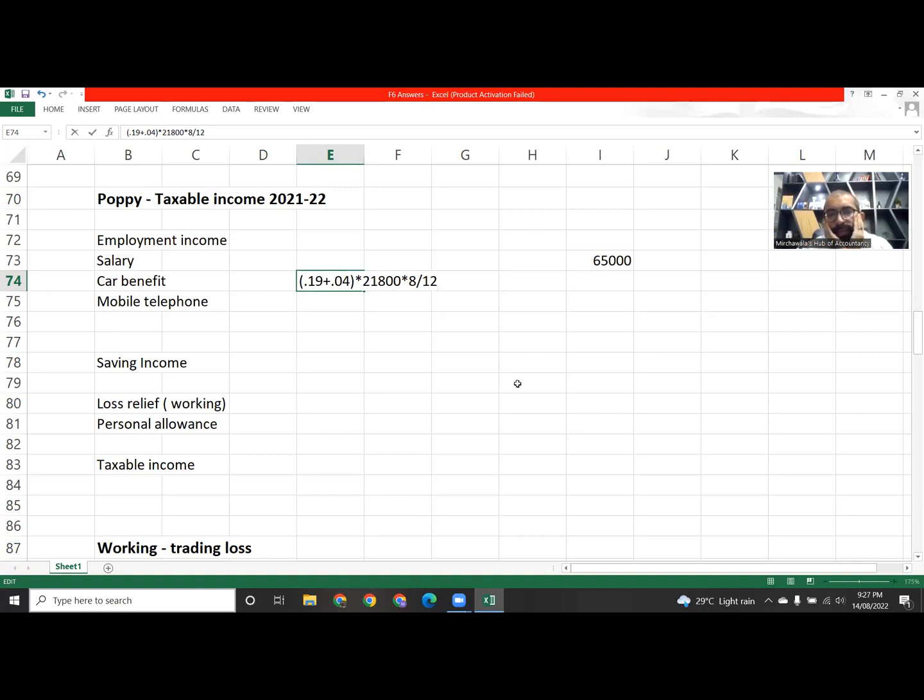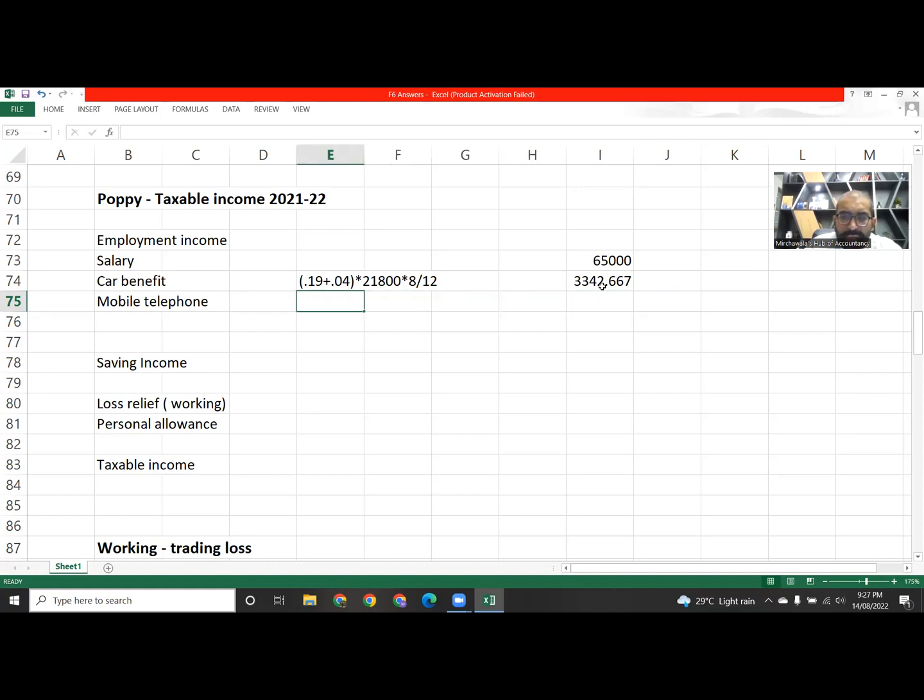Please, students, I have already explained this thing. Let me do it here using the formula. Equal 21,800 times 0.23 times 8 by 12. Okay, 3342, or 3343, whatever you like.